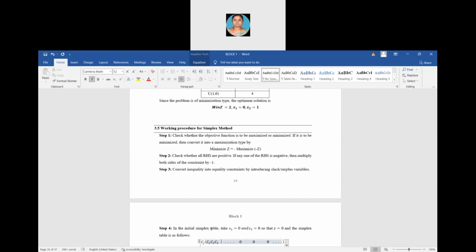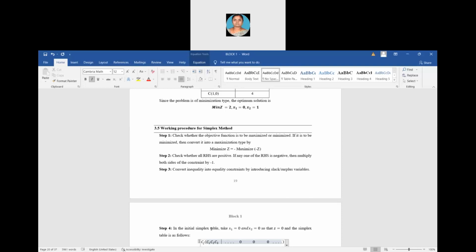The next thing is to find the solution for the objective function by using the simplex method. The simplex method is another method for solving two or three variables. If you have four variables also, you can solve that by using the simplex method. So that is the main advantage we have here.